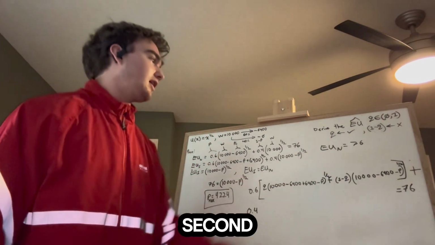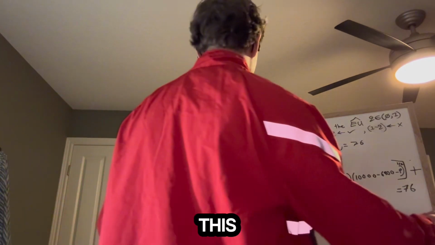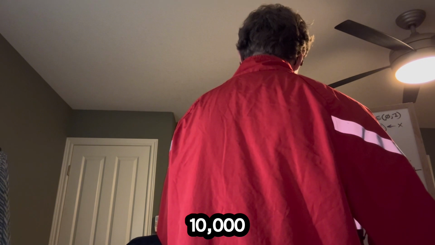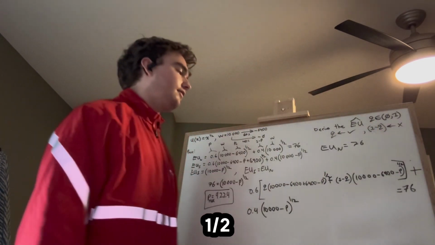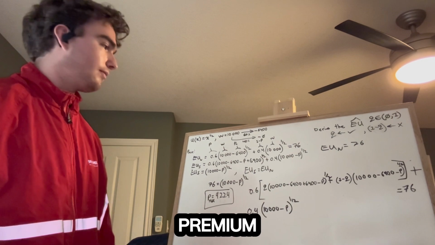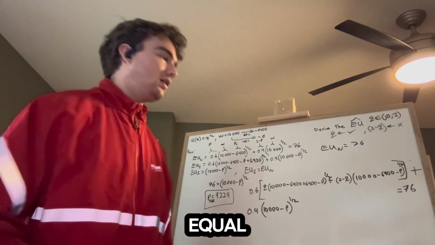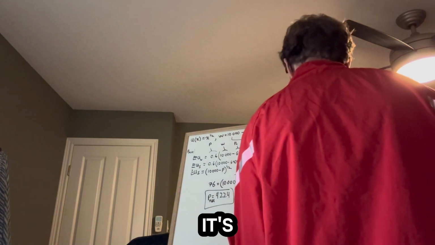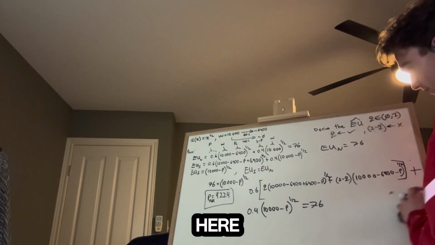So now we got the second line here, and this one's gonna be like a piece of cake. 10,000 less P to the power of 1/2, right? Because nothing's happening here. You're just paying the premium. And this all has to equal 76. I'm gonna bring 76 over so it's more concise. I don't want my 76 floating in the abyss over here.